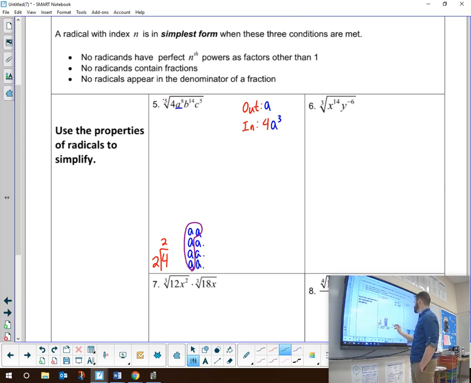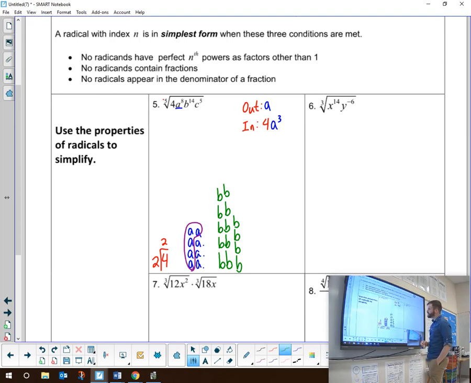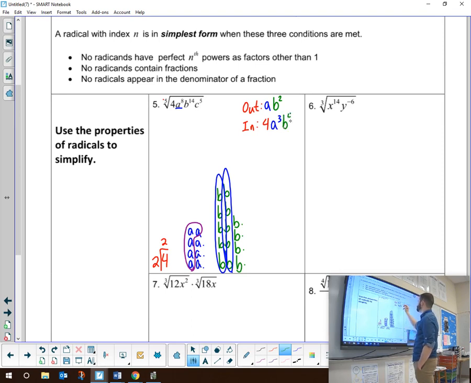Now let's do my B's. We're going to go 1, 2, 3, 4, 5, 6, 7, 8, 9, 10, 11, 12, 13, 14. So we're going to draw out 14 B's. And remember, we're circling in groups of 5. So here I have a group of 5. Here I have a group of 5. And so we have 2 groups of 5 that I can bring to the outside. So we're going to bring a B squared to the outside because we have 2 multiplied together on the outside. And I have 1, 2, 3, 4 B's left on the inside. So we're going to have B to the 4th left over on the inside.